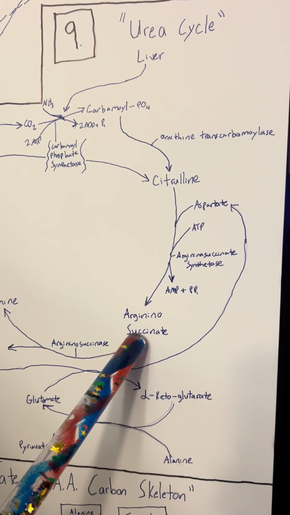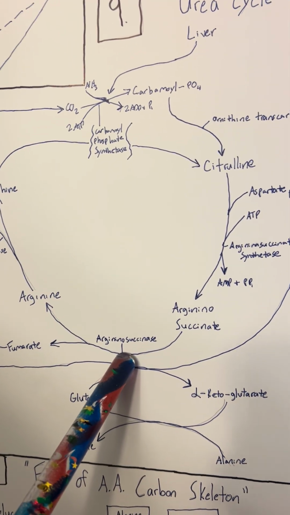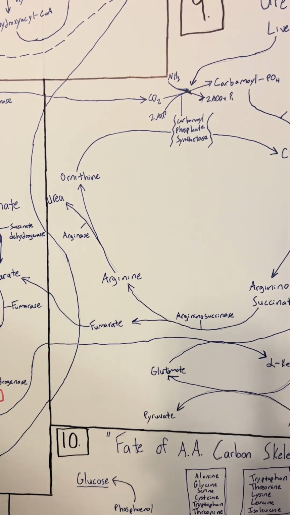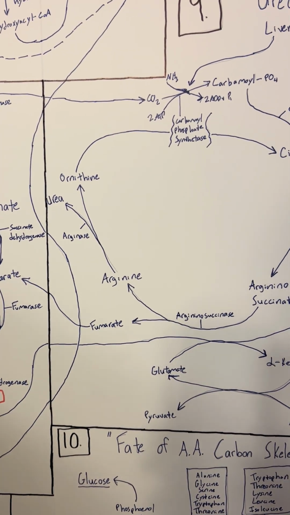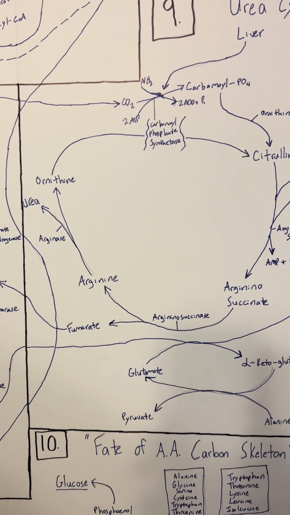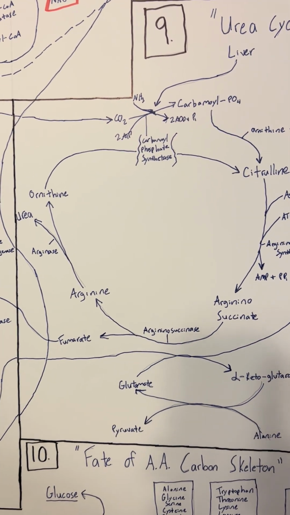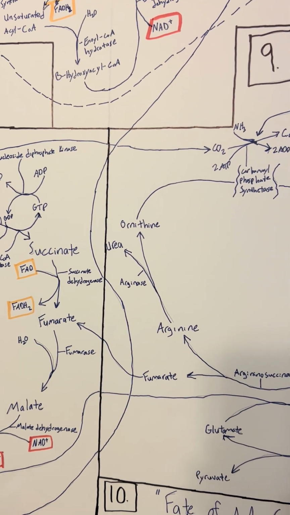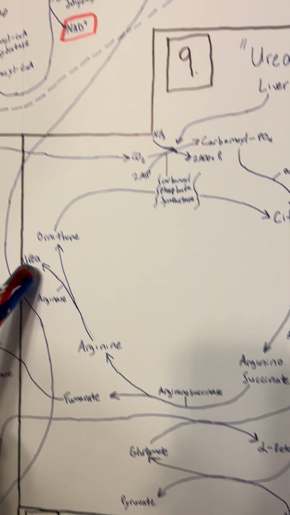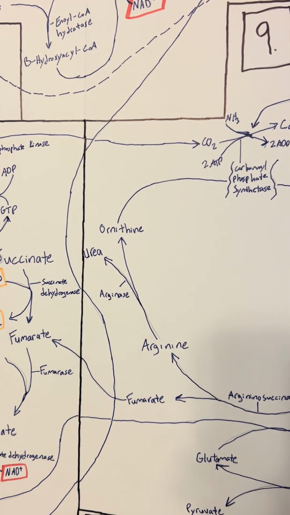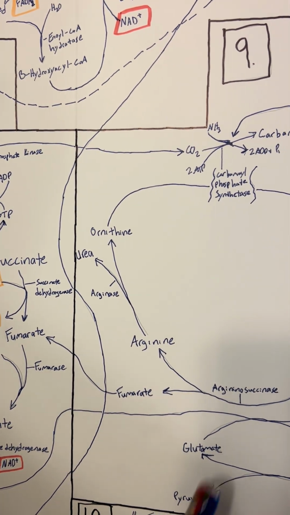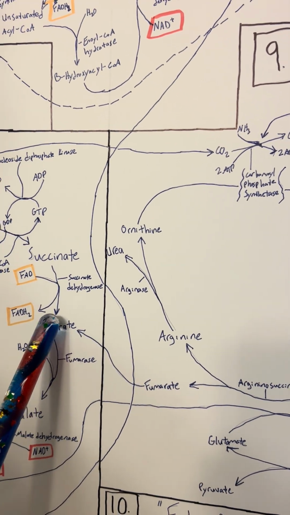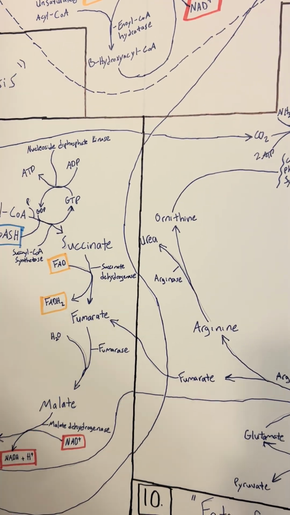Argininosuccinate is cleaved by argininosuccinase in the cytosol to form fumarate and then arginine. Urea is formed, and ornithine is reformed from the cleavage of arginine by arginase, a manganese requiring hepatic enzyme. This is where the urea is formed right here from arginase. Fumarate from the urea cycle also goes into the TCA cycle and can be used there.